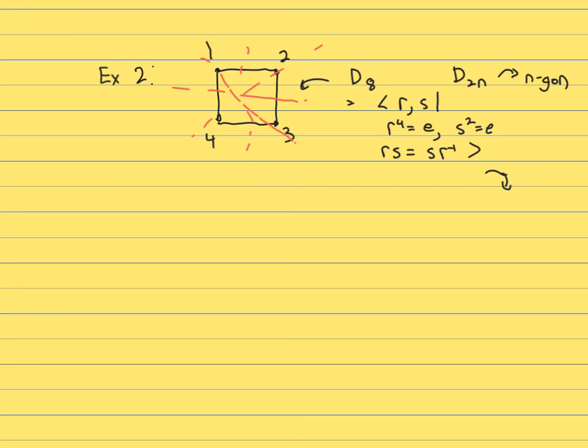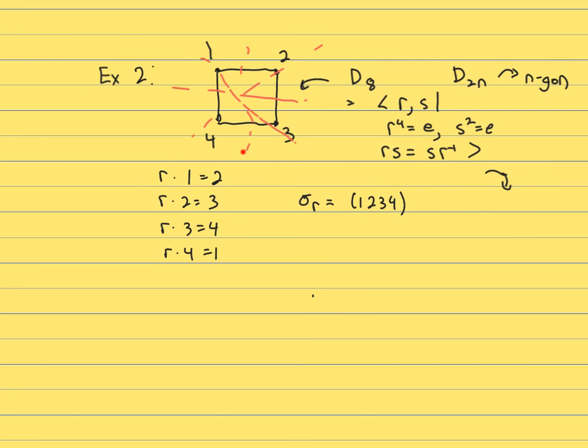So then let's see what happens when you apply the rotation. Rotation sends 1 to 2. Rotation sends 2 to 3. Rotation sends 3 to 4. And rotation sends 4 to 1. So you see the corresponding permutation for the rotation operation is (1 2 3 4) as a 4-cycle.